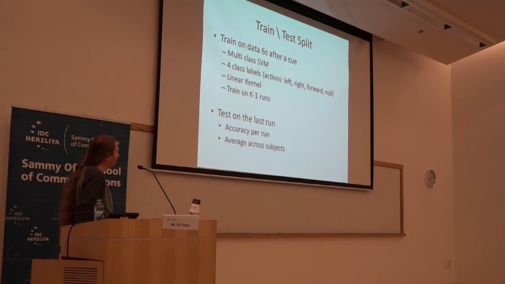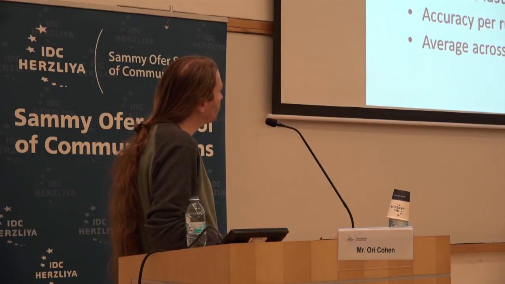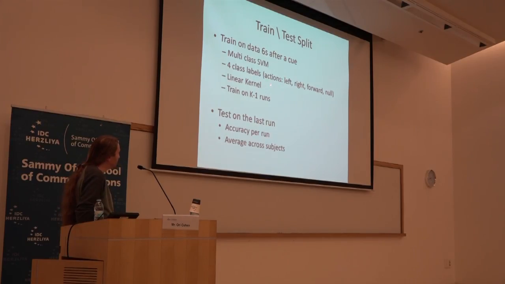And null is actually a command for don't do anything. We use a linear kernel, which worked the best, probably because the motor areas for the task are probably linearly separable in several geographic regions, in anatomical areas in the brain itself. So it's probably easy for the algorithm to separate them.